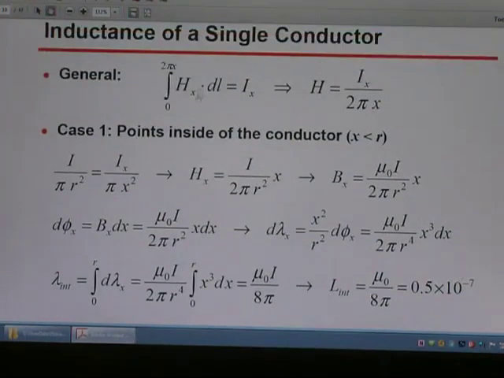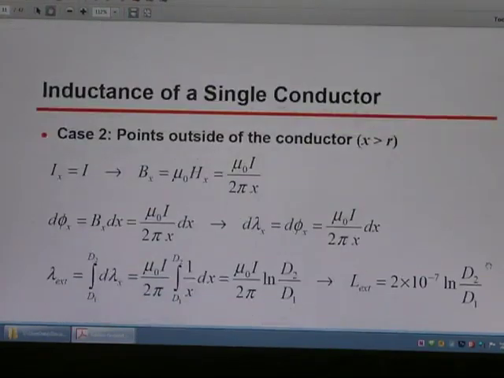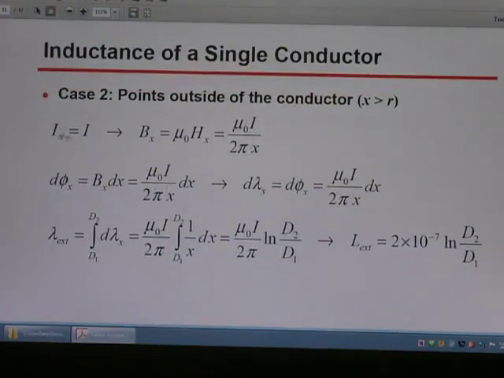so this is our inductance for them. This is for the flux density, which can be calculated by this equation. This is for the linkage flux and the inductance.